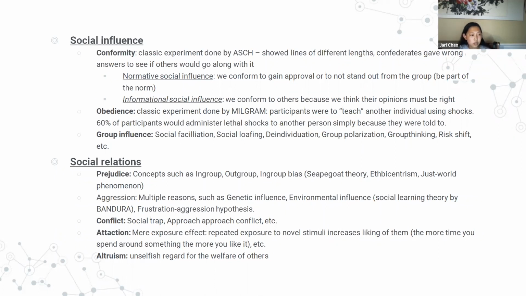This resulted in about 60% of participants administering lethal shocks. And usually the people who opted out would opt out early instead of in the middle or later, because if you're going to go through a little bit, most people just go through the entire thing. There's also a bunch of other group influence, like peer pressure and stuff, but that's a bit deep.